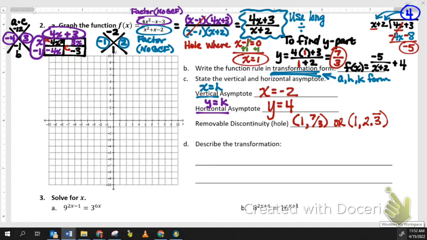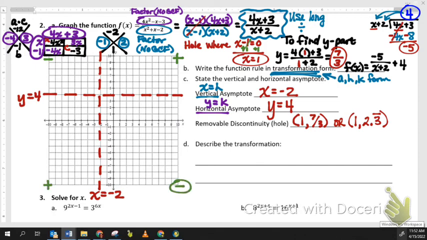So I'm going to go put those on the graph. Horizontal, right here. y equals 4. Vertical, x equals negative 2. Right here. Which quadrants will we be in? The negatives. So I'm going to scratch out the positives because we're not going to be there at all.